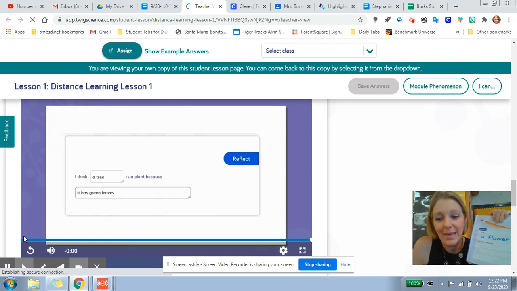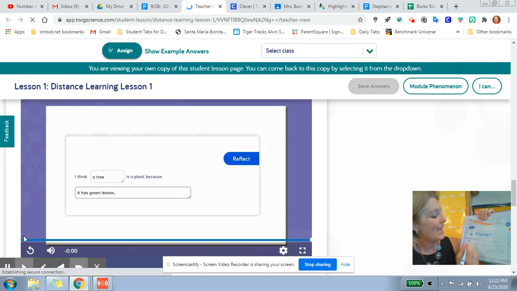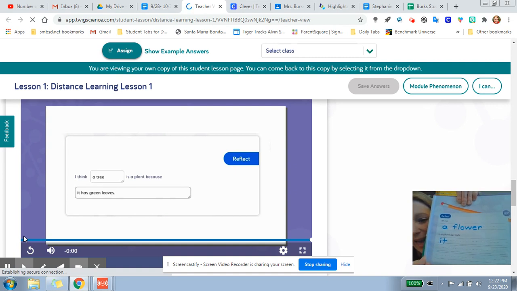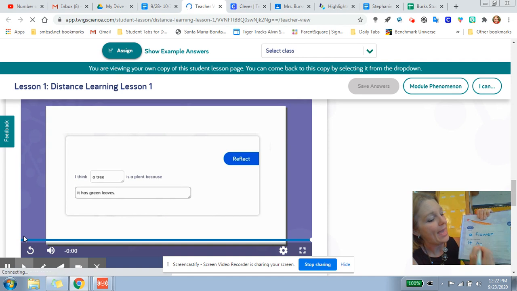Ooh, listen to that sentence. It has roots. We're going to write 3 words together. It, it, it. I, T. That's the word it. Has. I need to leave my finger space. Has. That's my letter H. A.